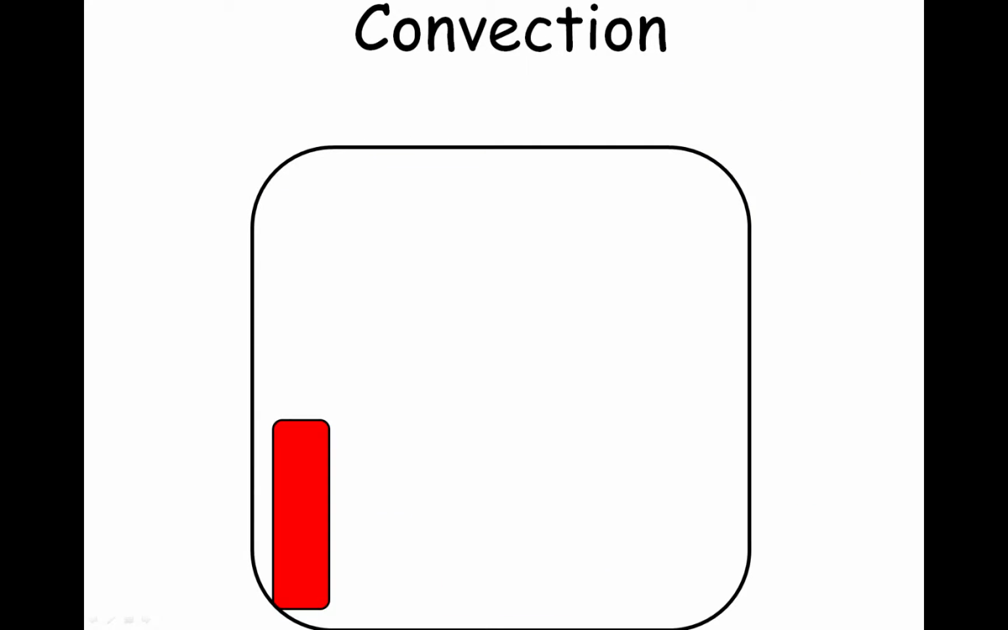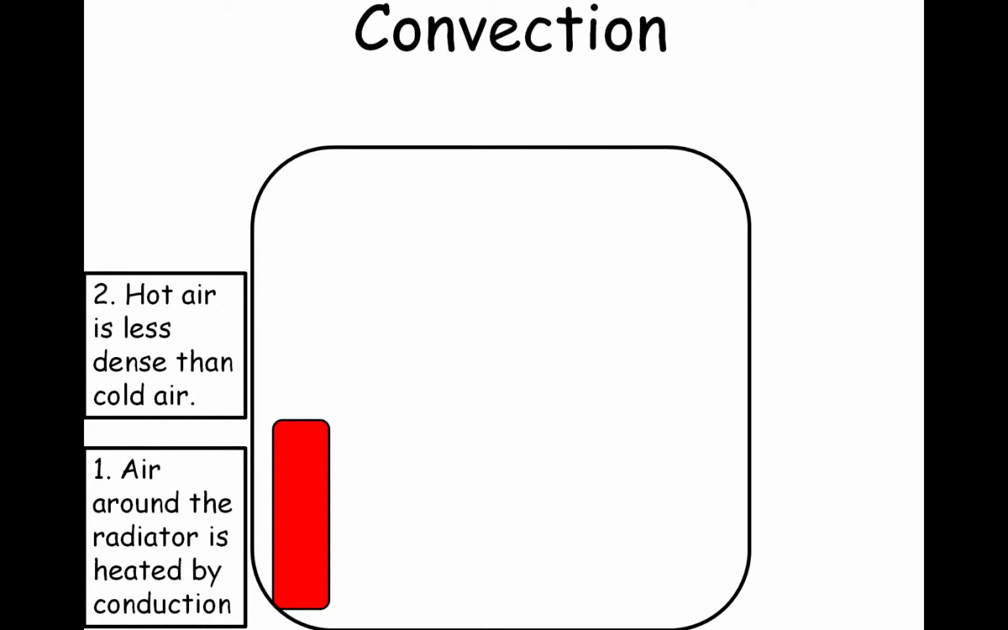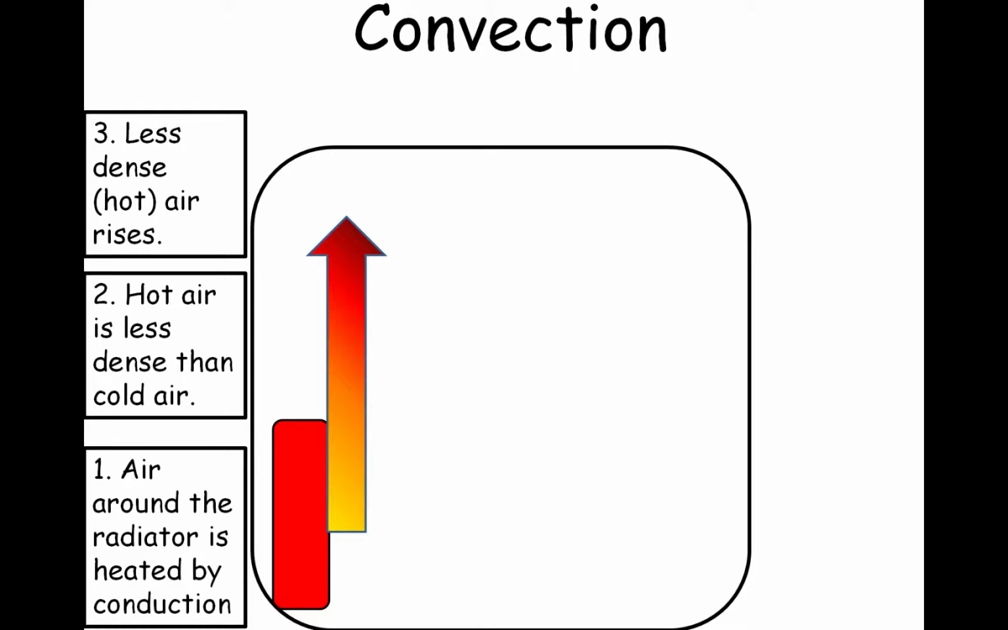So if we consider a room with a radiator, which is a higher temperature than the rest of the room, then the air around that radiator will begin to increase in temperature. It will be heated by conduction. Once that air is heated, it becomes less dense than the cold air around it. Because it's less dense, it weighs less, and so therefore it will rise.